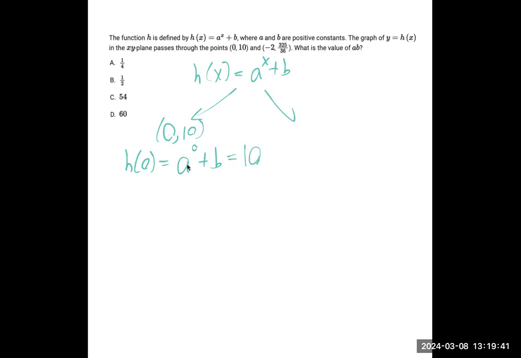Now anything to the 0 power is 1. So this is 1 plus b equals 10. Take away 1, and you get b equals 9.